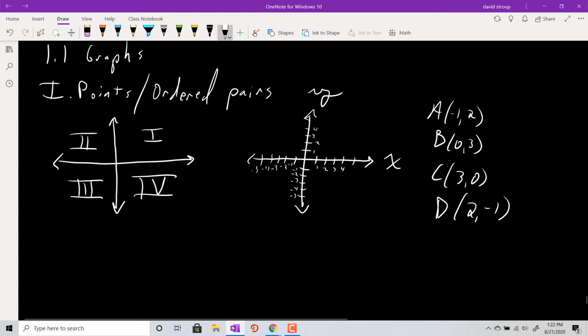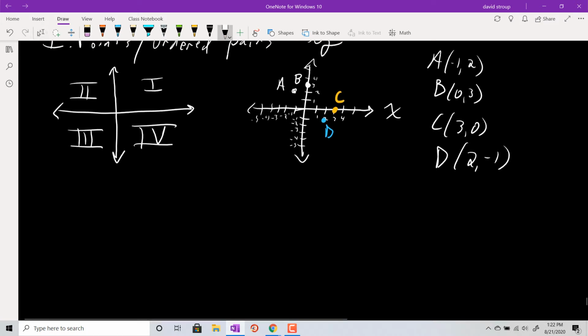So you could play games and pretend you're doing math. Point A, (-1, 2), means go to the left 1, and then up 2. So that's where A is. B, (0, 3): don't move on the x-axis, but then go up 3. So here's B. Maybe use a different color or something. C is (3, 0), so you go to the right 3, and then you don't move at all. So there's C. And then finally D, (2, -1): go to the right 2 and then down 1. So there's D. Hopefully you've seen that before. If not, that's how you do it.